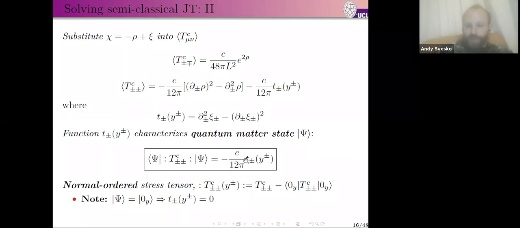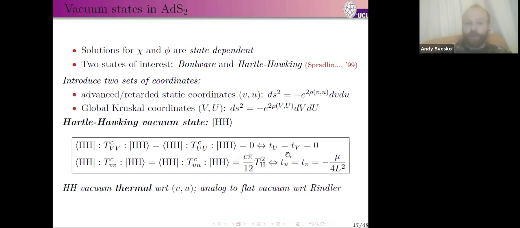Right. Okay. So this is an important result, which we'll use in a moment. Okay. So in order to proceed in solving the problem of backreaction, we already have the solution for the metric, but we still have to find the solutions for chi and phi, and they are state dependent. So that means we have to specify the state in order to continue.